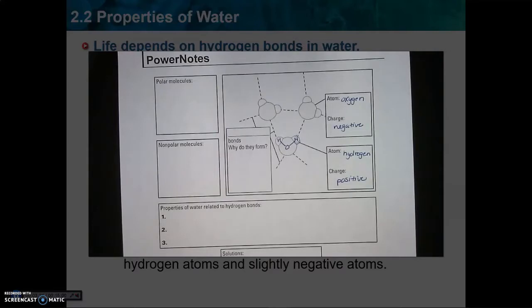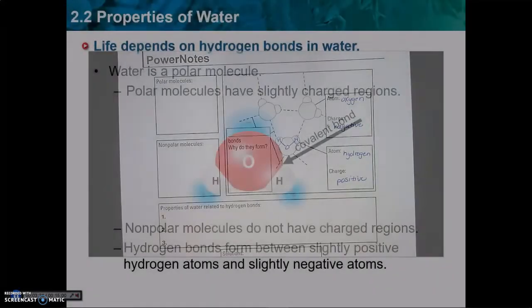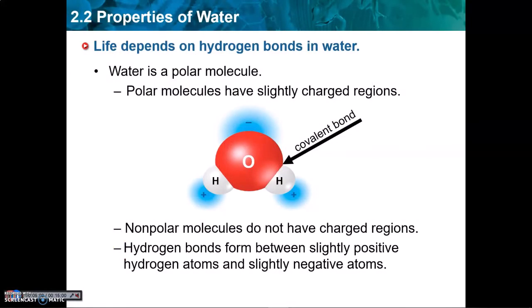So in order to look at those dashed lines and what they represent, back on our slide here, the hydrogen bonds are going to form between the slightly positive hydrogen and the slightly negative oxygen. So those dashed lines are the hydrogen bonds.